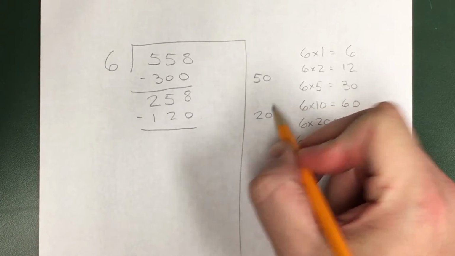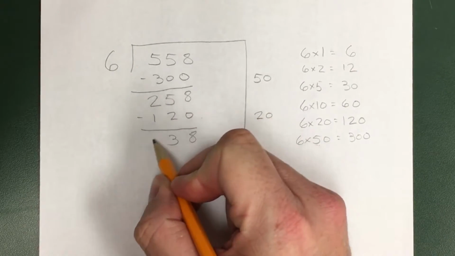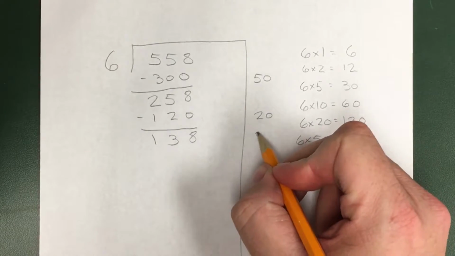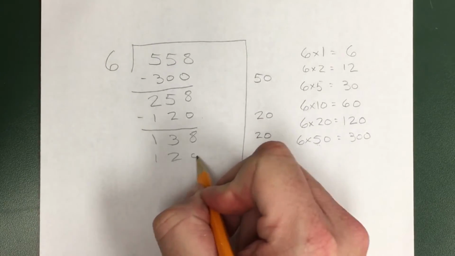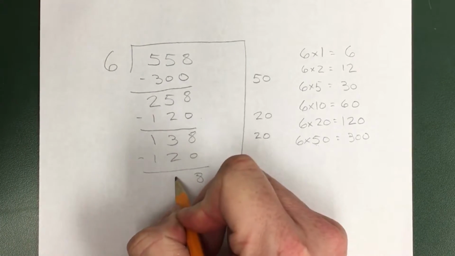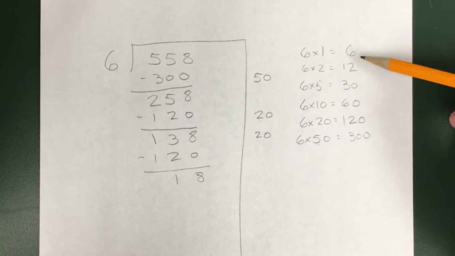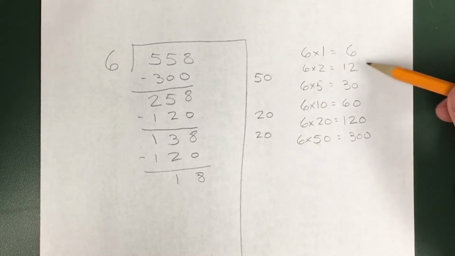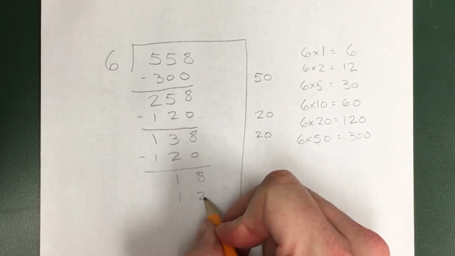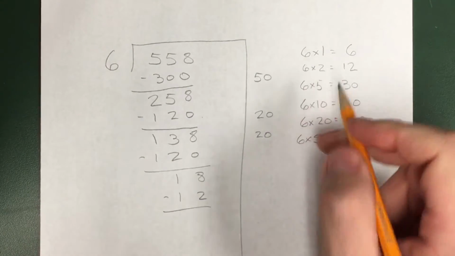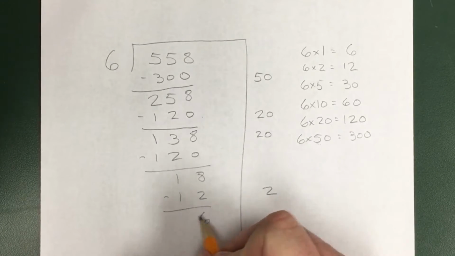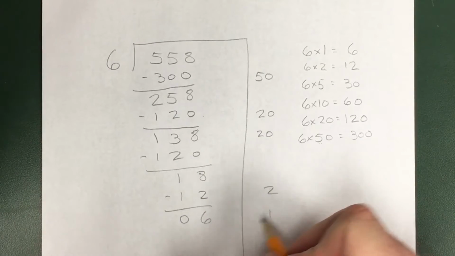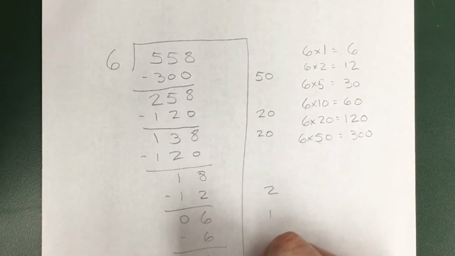And that was a group of 20. And now I'm going to subtract another group of 20. And that will get me 18. So now I want to use the next number on my list here that will be less than 18. So that's going to be 12. So I'm going to use a group of 2. So when I subtract, I get 6. And then my last one here is going to be one group of 6 and get me a remainder of 0.